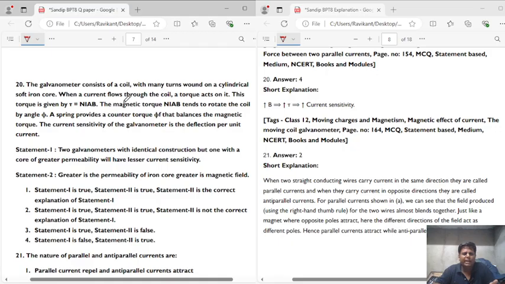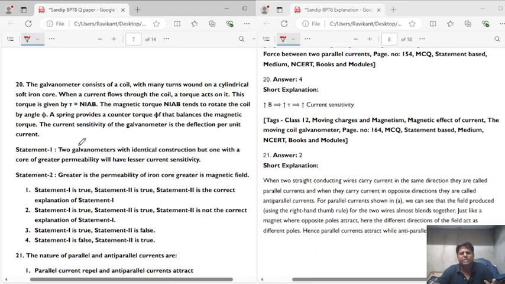This torque is given as tau is equal to NIAB. Okay, the magnetic torque NIAB tends to rotate the coil at an angle of phi. The spring provides a counter torque k phi that balances the magnetic torque, right? The current sensitivity of the galvanometer is the deflection per unit current. Okay, deflection per unit current means more is the deflection per unit current, more will be the sensitivity.